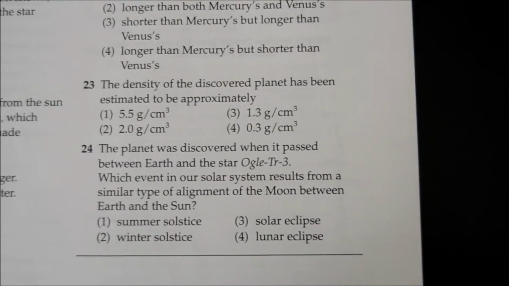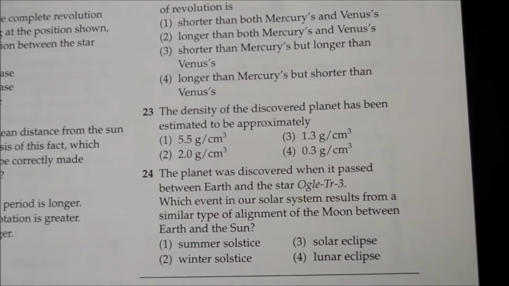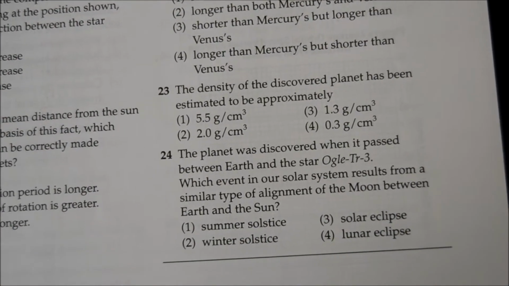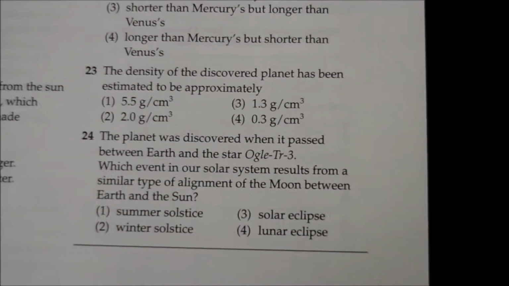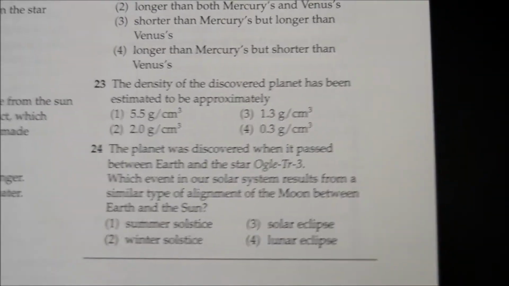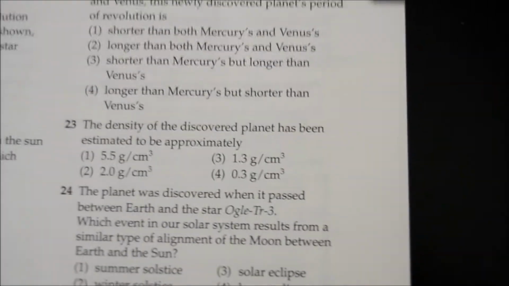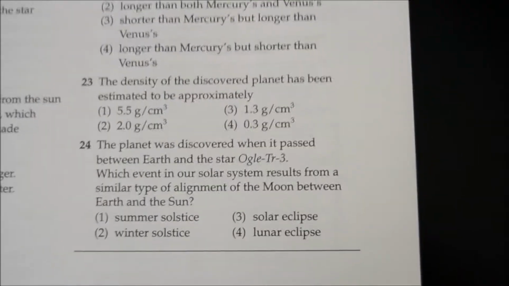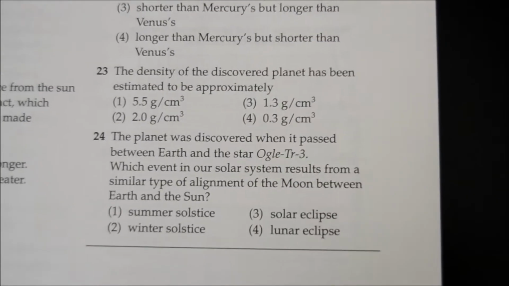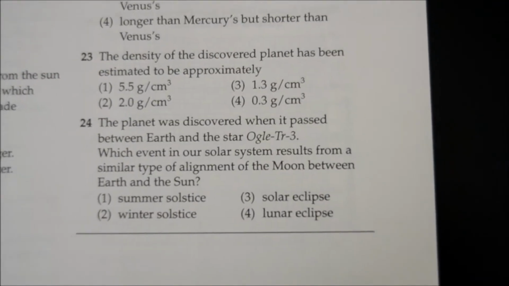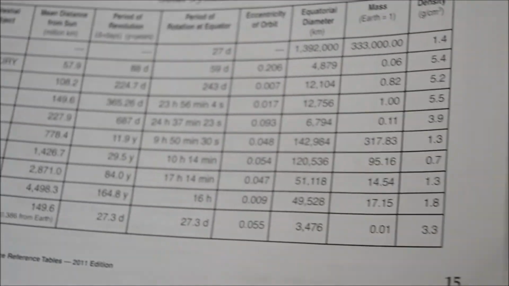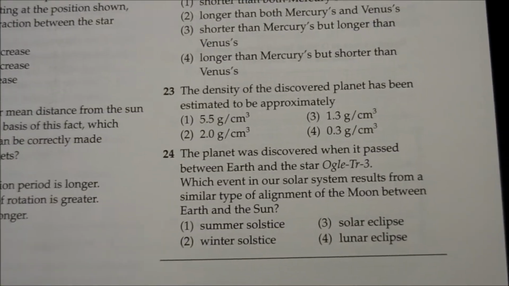Number 23. The density of the discovered planet has been estimated to be, and the answer to that one is 0.3 grams per cubic centimeter, because it's only 20% as dense as Jupiter. So you look at the density of Jupiter and calculate. If I look at Jupiter, Jupiter's density is 1.3, and you're taking a third of that, so your closest answer is going to be 0.3.